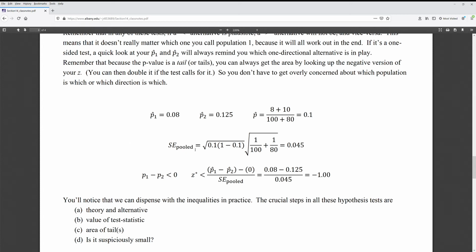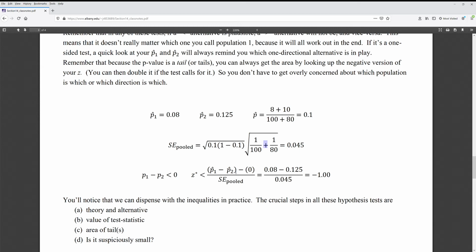So the pooled standard error we can get from the pooled sample proportion. The square root of p hat times 1 minus p hat, where p hat is the pooled sample proportion, in this case 0.1 times 1 minus 0.1, times the square root of 1 over the one sample size plus 1 over the other sample size. And because you're adding here, it doesn't really matter which one is which. Notice that nothing in the denominator really cares which one you're calling which. You're adding here, you're adding here, and you're adding here. So there's nothing in the denominator that cares whether you call men 1 and women 2 or vice versa. It'll all work out the same.